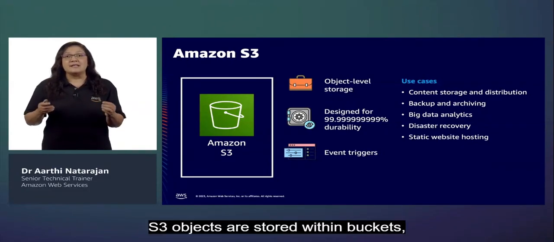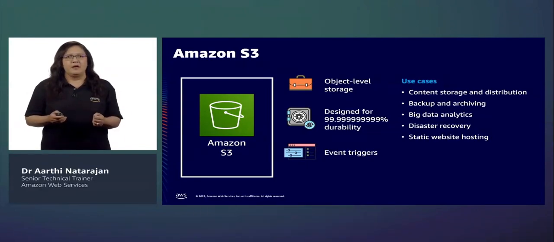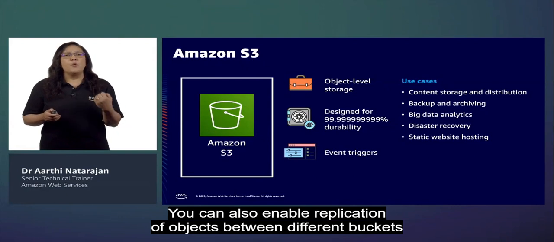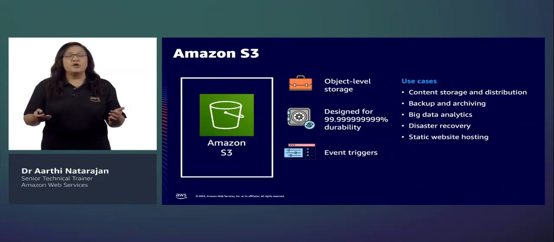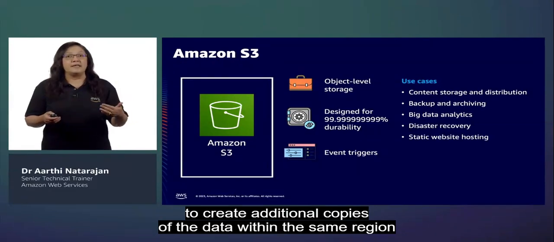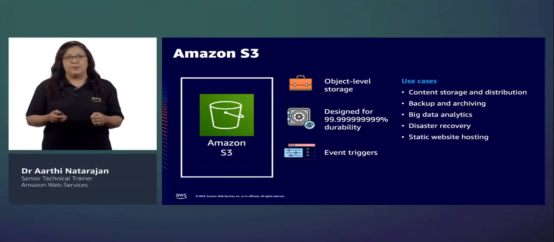S3 objects are stored within buckets, which are basically like containers that you create. You can also enable replication of objects between different buckets to create additional copies of the data within the same region, or maybe even to a completely different region if you need to.